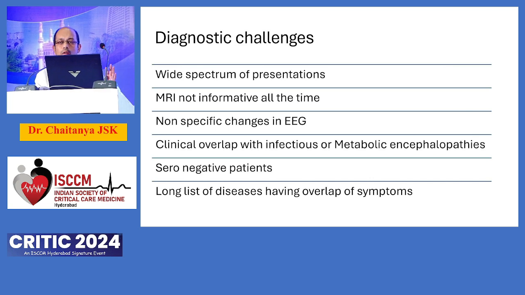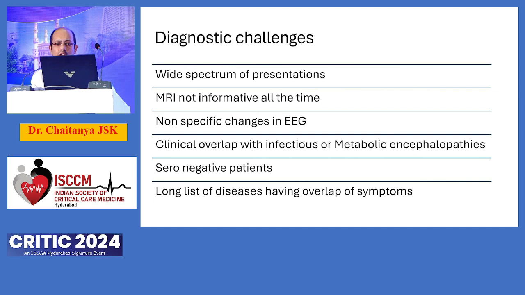So what are the challenges here? We have a very wide spectrum of presentations. MRI may be informative, non-informative. EEG changes are not very specific. We have clinical overlap with many other diseases like infections, nutritional deficiencies, toxins, be it drugs, abnormal misuse of drugs or cocaine, etc. There is an entity called seronegative autoimmune encephalitis, and we have a long list of diseases which have overlap of these symptoms.